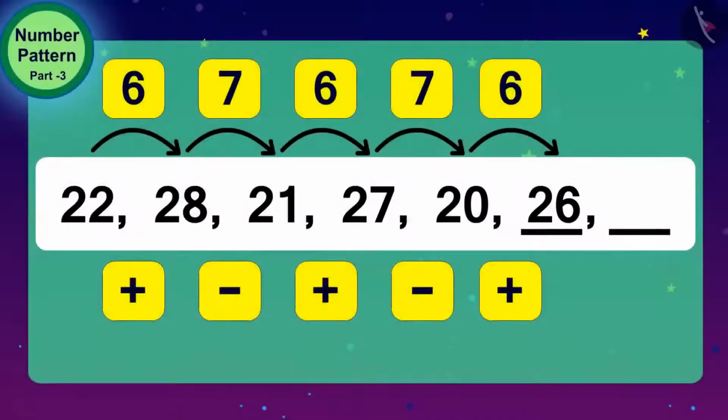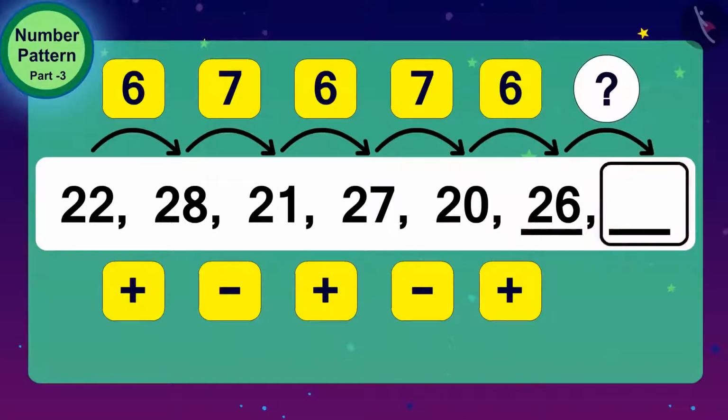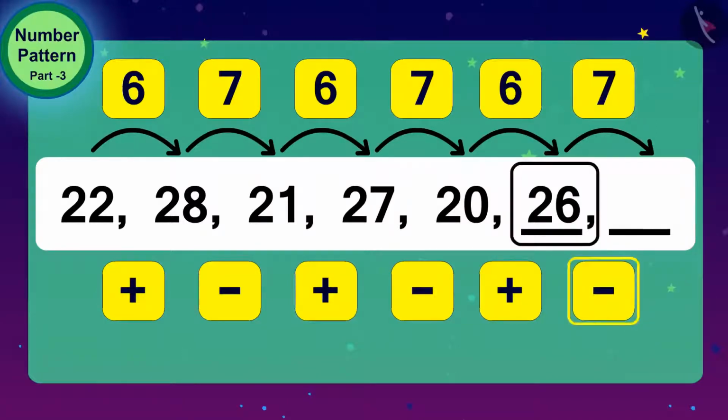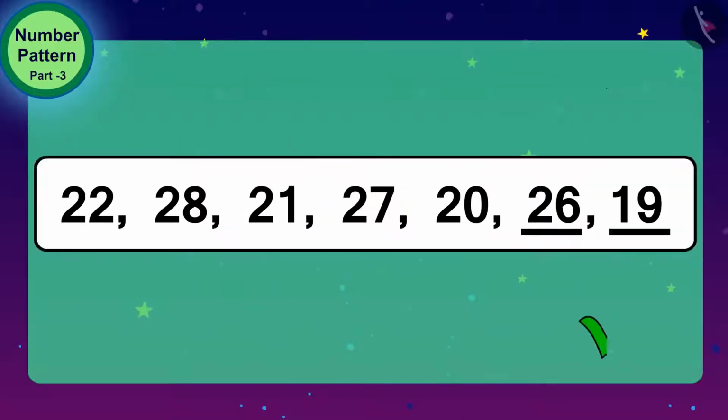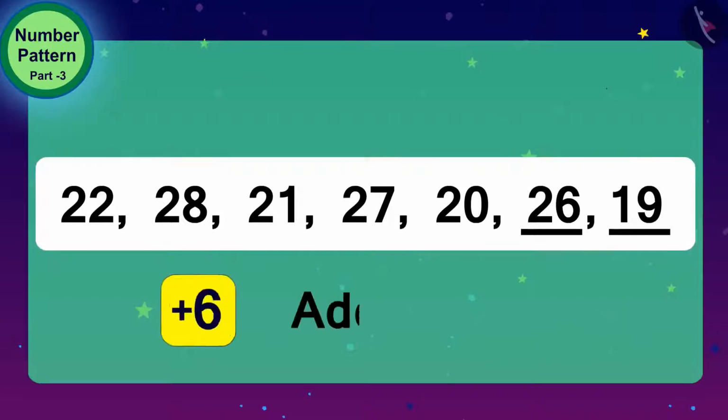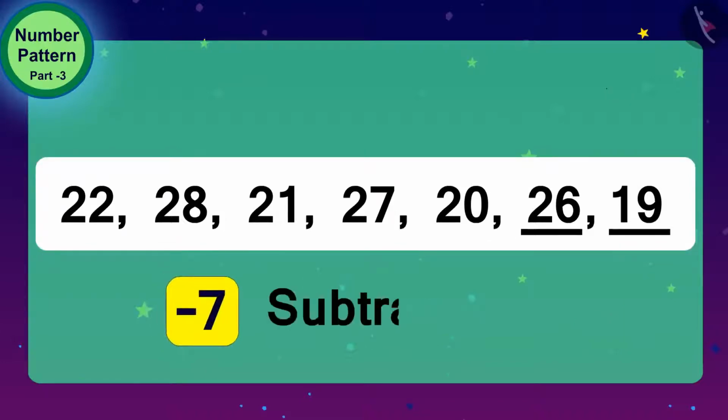26. And now what do we have to do to fill these other spaces? Yes, we have to subtract 7 from 26. 7 less than 26? 19. Here we completed this number pattern perfectly by using the process of addition and subtraction.